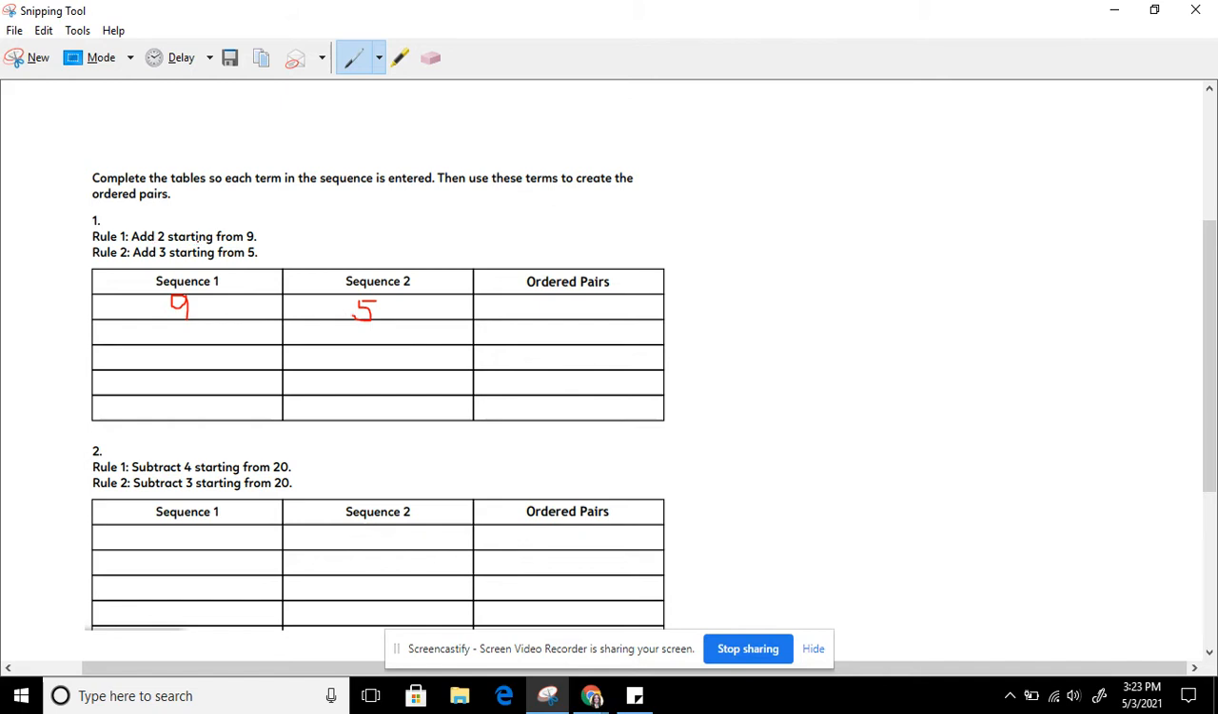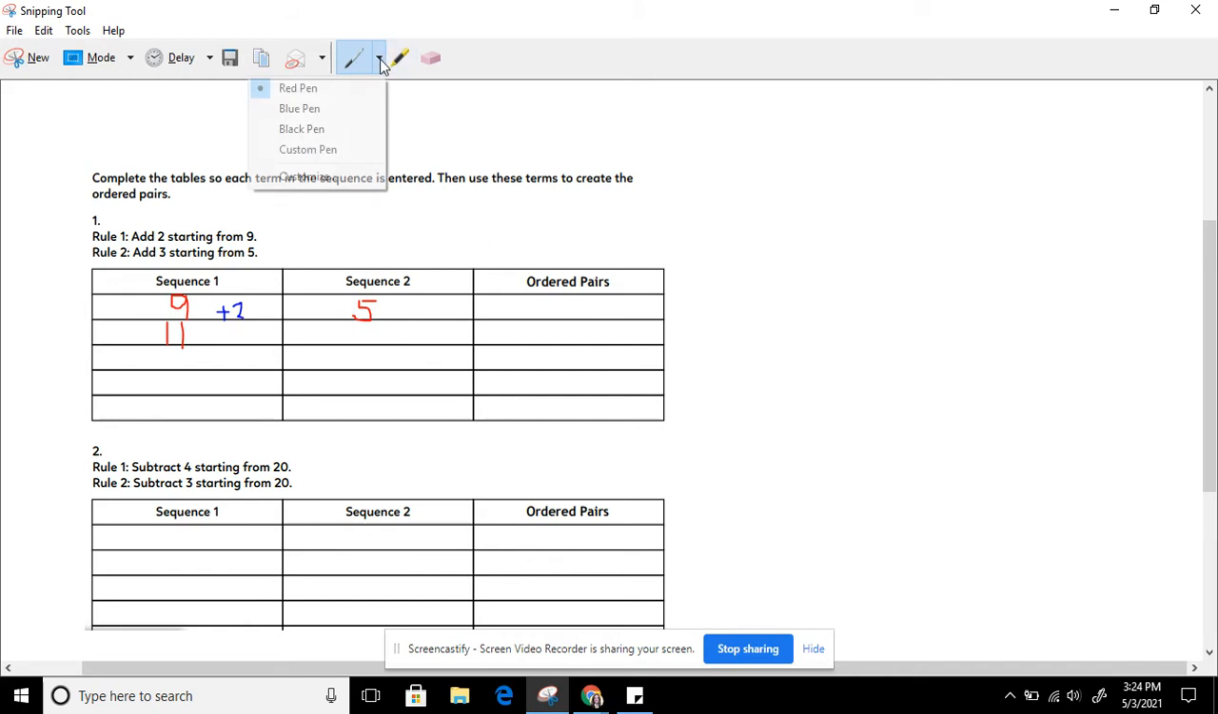Rule 1 is add 2 starting from 9. So we have our start number 9, and the rule here is adding 2. So what I'm going to do just to show you the work here is I'm going to put the rule on the side here. 9 plus 2 is 11. Actually, let me go back to red. I'll put the rules in blue, and we'll put the new number in red. Okay? So there's our first number when we followed the rule of adding 2.